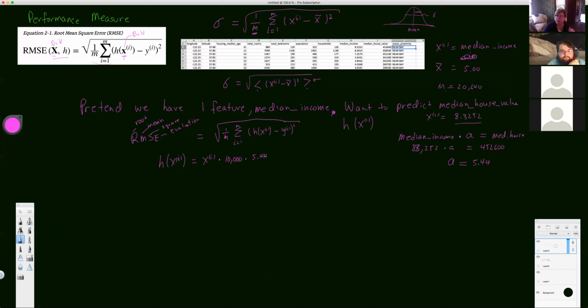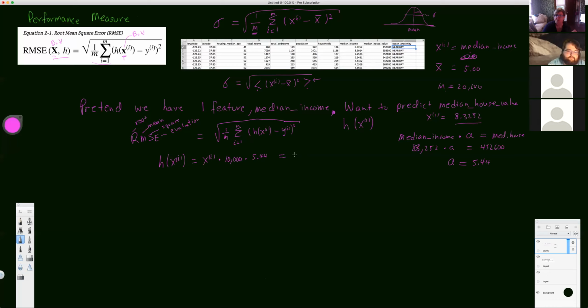So let's say that's my model. I only have one thing I'm using to predict, and that's the median income. And my prediction is really dumb. It just says, hey, multiply your X, whatever the median income is, by $10,000 and a factor of 5.44. And this is my prediction.